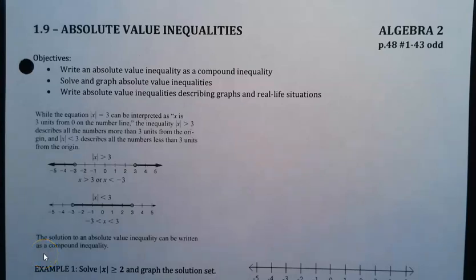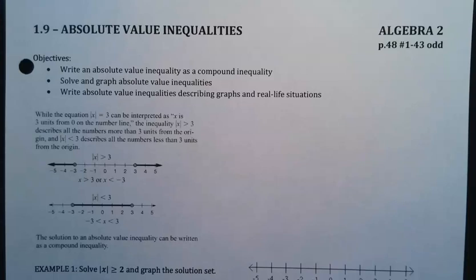Okay, for today in Algebra 2, we have absolute value inequalities, so section 1.9. Our objectives are to write an absolute value inequality as a compound inequality, solve and graph absolute value inequalities, and to write absolute value inequalities describing graphs and real-life situations. So several things to do there.